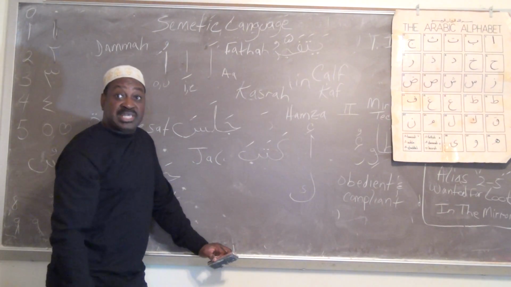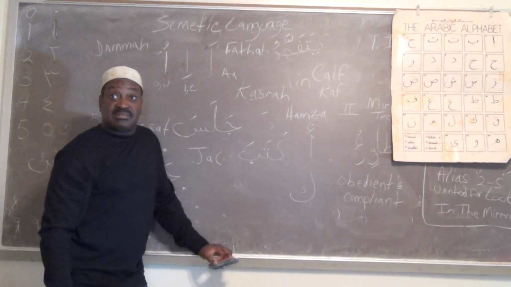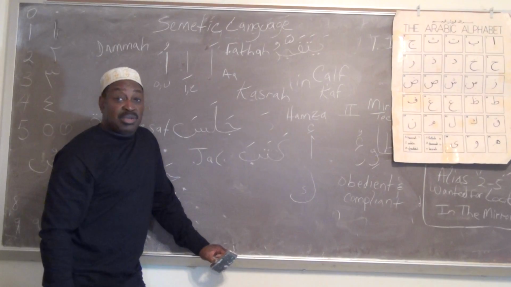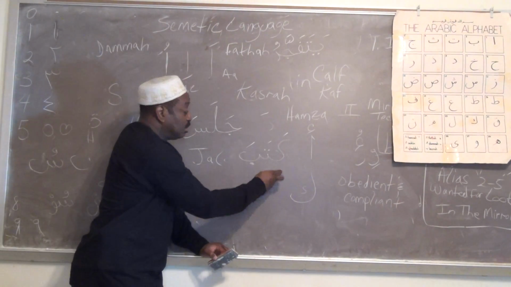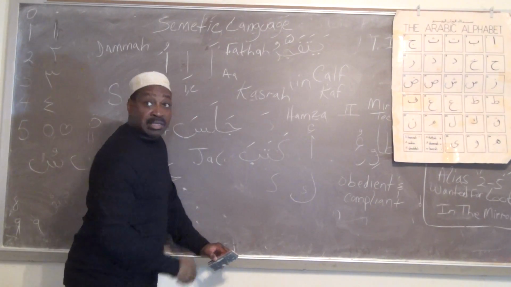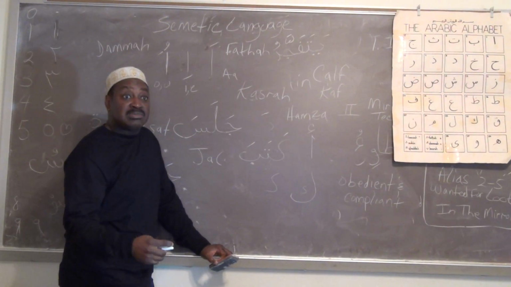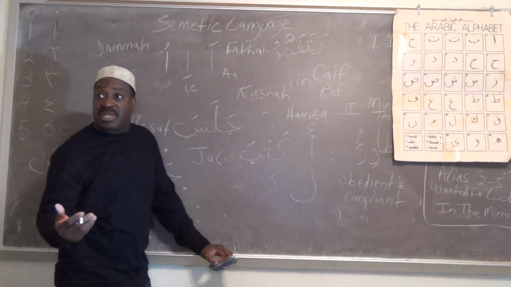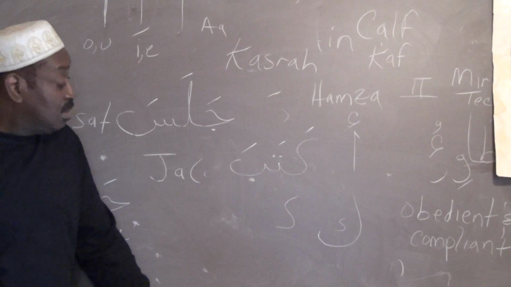Okay? But when it's at the end of a word, it retains its form. It looks like that. When it's in the beginning or middle of a word, it looks like this. That's how it looks. This is critical that we understand, because if we're going to read Arabic, we have to be familiar with how these letters look when they are in the different positions. Okay?